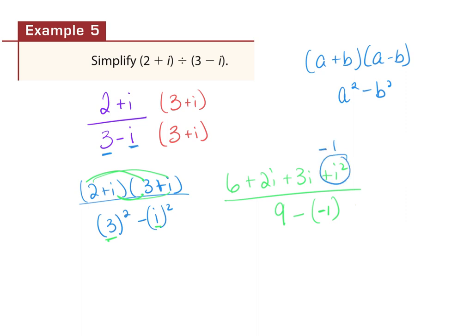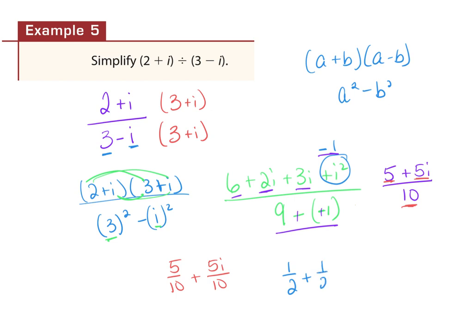And I have some like terms here. I have 6 minus 1 gives me 5. 2i plus 3i gives me 5i. On the bottom, I have 9 minus a negative 1. That is 10. And then I'm going to simplify this the same way I did the other one. I'm going to divide them out. So I'm going to put the 5 over the 10 plus the 5i over the 10. And then you can see that those will reduce. 5/10, that is 1/2. 5/10 i is 1/2 i. And that is my answer there.